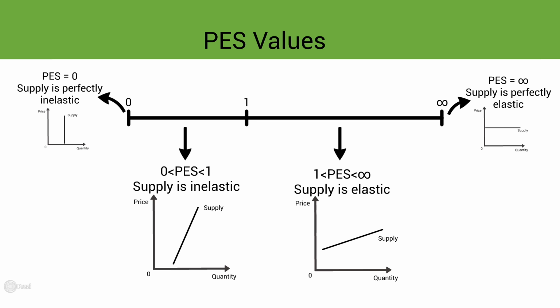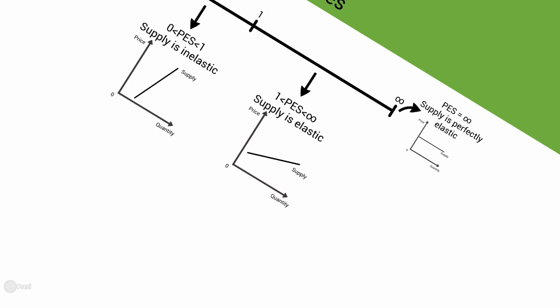A value of PES between 0 and 1 means that supply is inelastic. A value above 1 but less than infinity means that supply is elastic. And a value for PES of infinity means that supply is perfectly elastic. As the value for price elasticity of supply increases, the supply curve becomes flatter. So we're seeing that different supply curves can have different price elasticities of supply, but why is this?